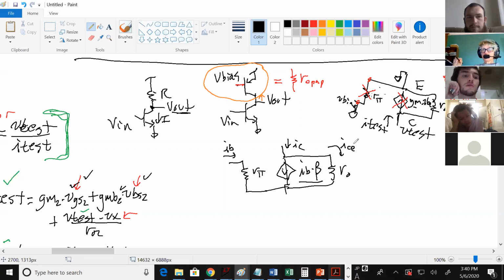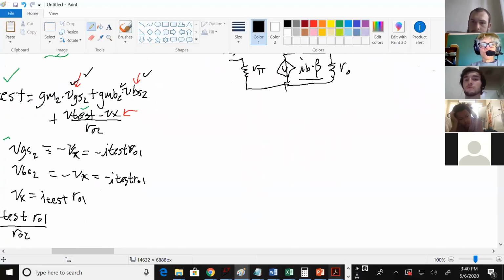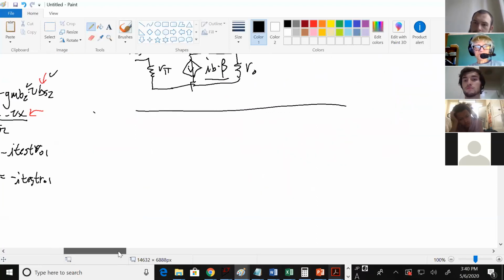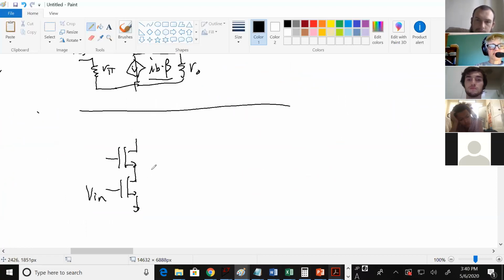Okay, so now final question, and we'll go into it more in the next class. This is used a lot. There's a technique called cascoding, and cascoding means that you stack two of the same kind of transistors on top of each other.